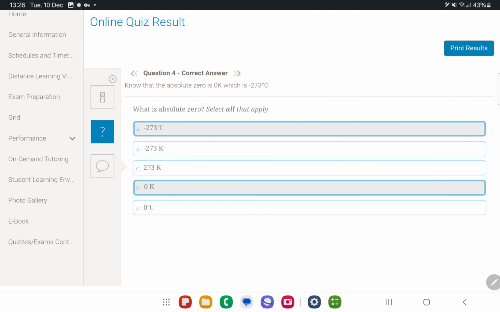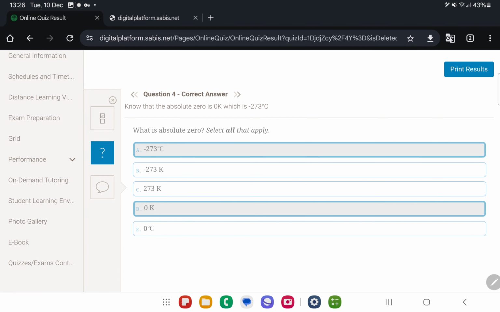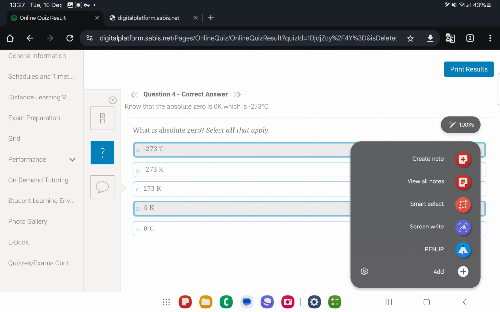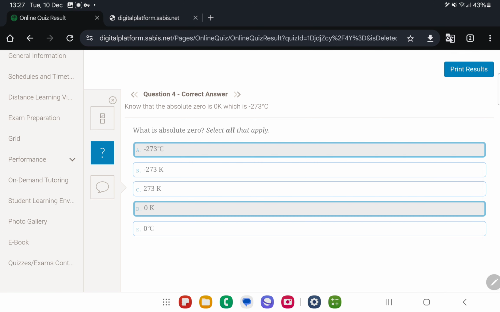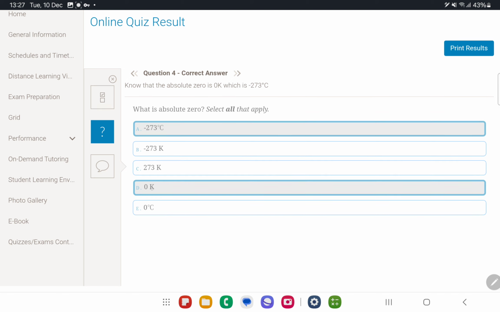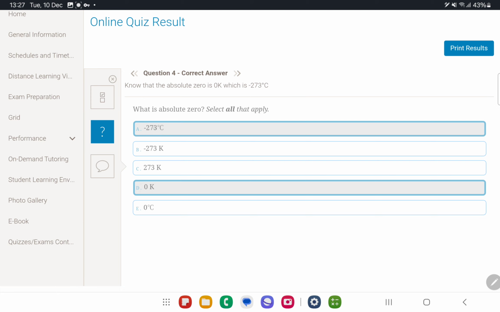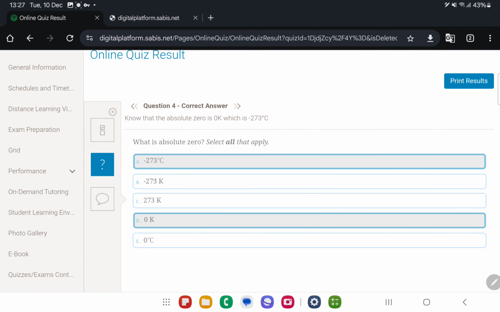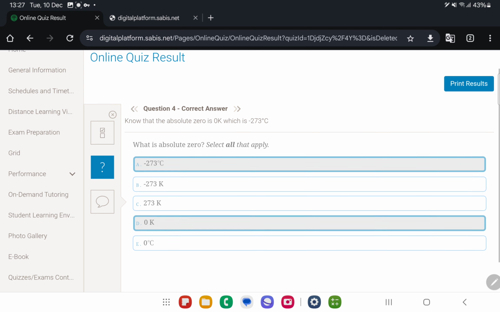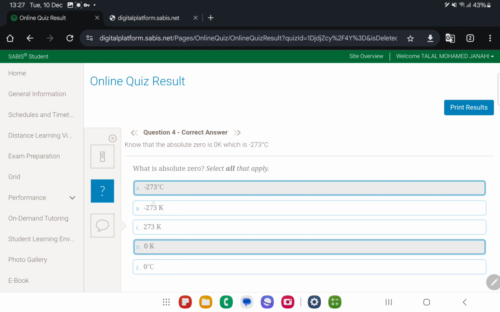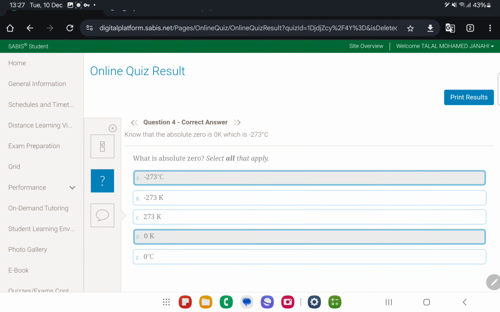For question 4, what is absolute zero? Okay, when they say absolute zero, they mean 0 Kelvin. 0 Kelvin is known as absolute zero, as mentioned in the question, and it's like the coldest. So when they say absolute zero, just remember 0 Kelvin, and the second option is -273, which is exactly like Kelvin but at a different degree. It's the same thing, just this is Celsius and this is Kelvin, but they're both equal.